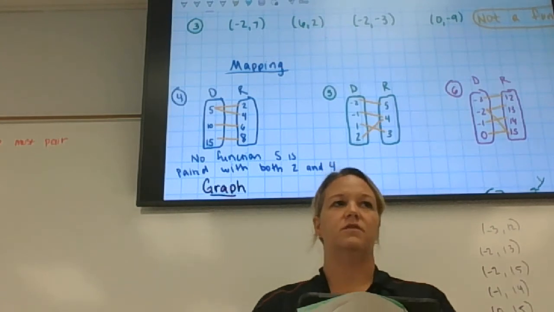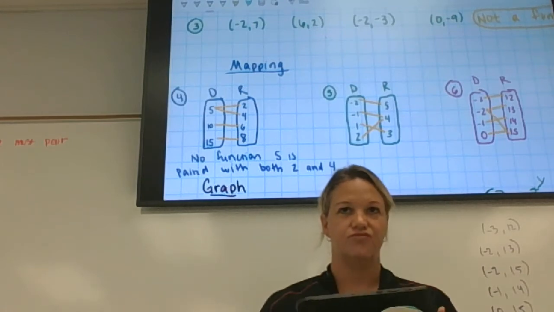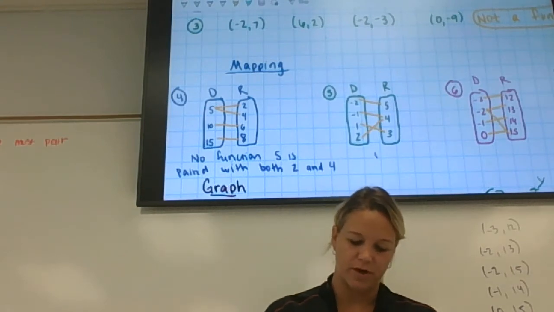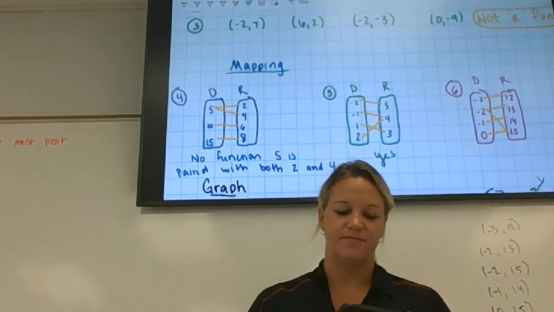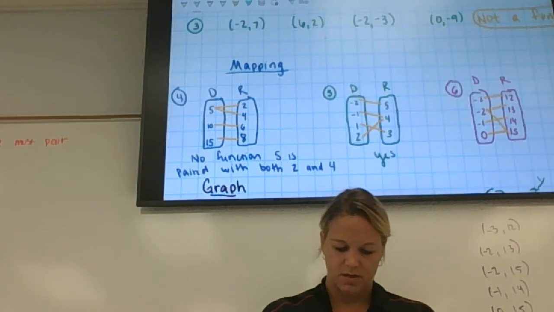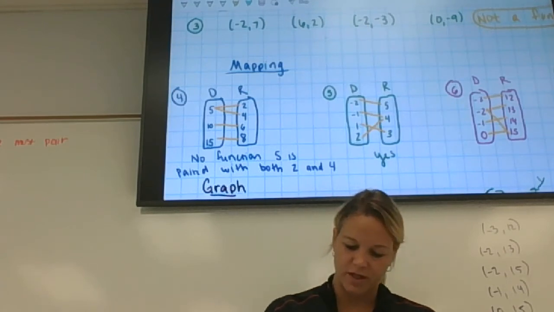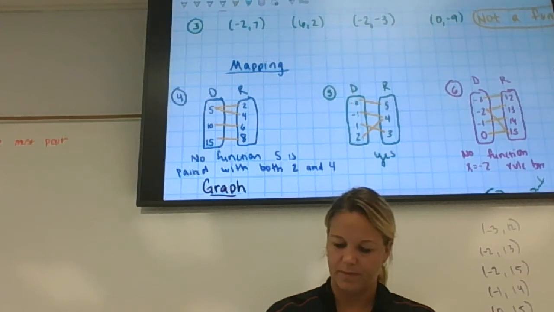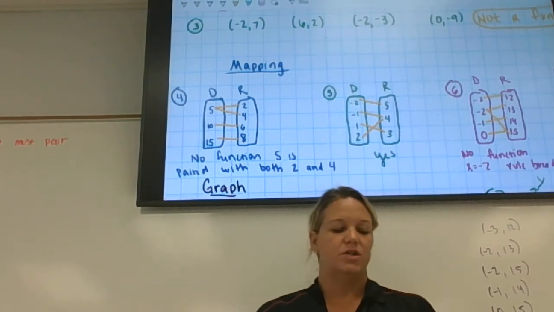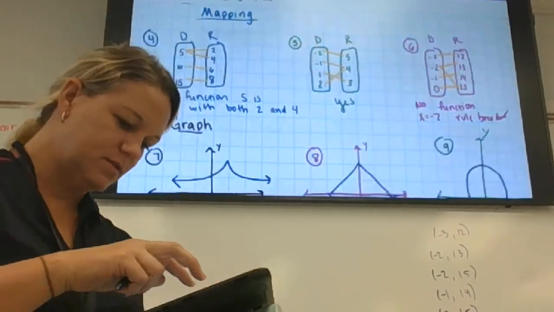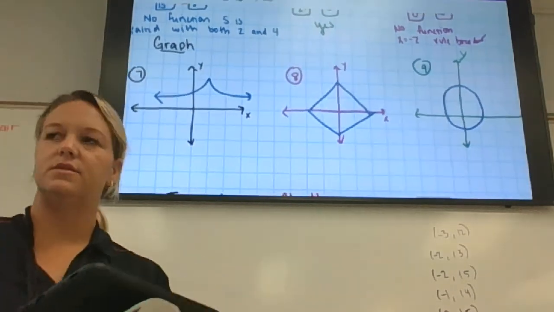Number 5. A yes or a no? That's the yes function. There's no rule breaker. That's what you were saying. Number 6, is that a yes or a no, Sophia? No function. What number is ruining it? No function. X equals -2 is the rule breaker. Questions through number 6? Okay. All right, here's the next 3.